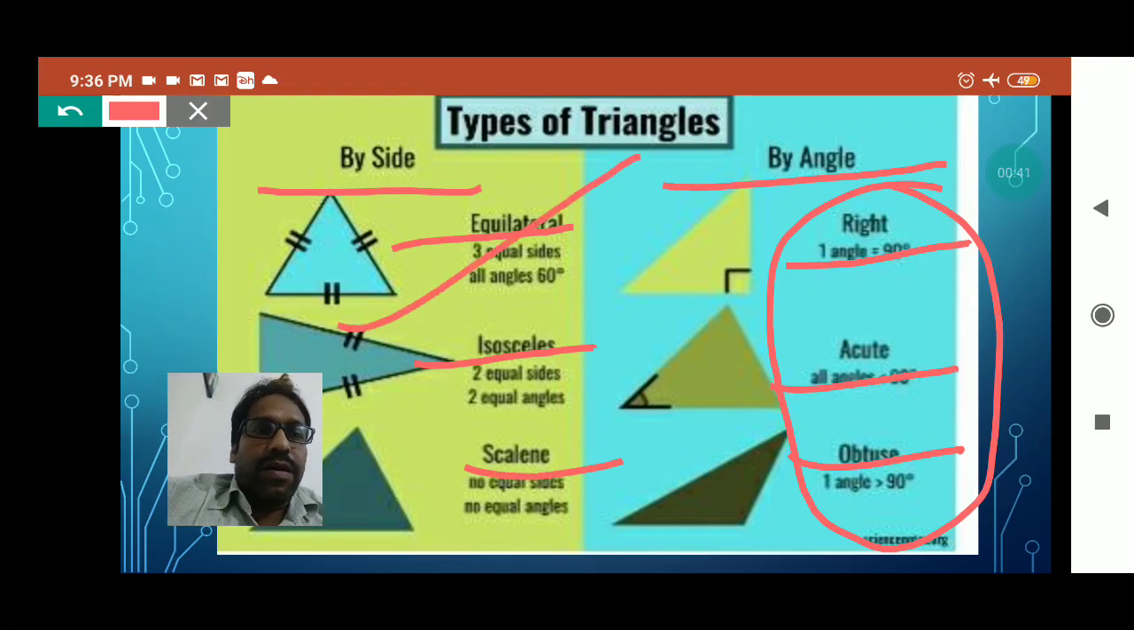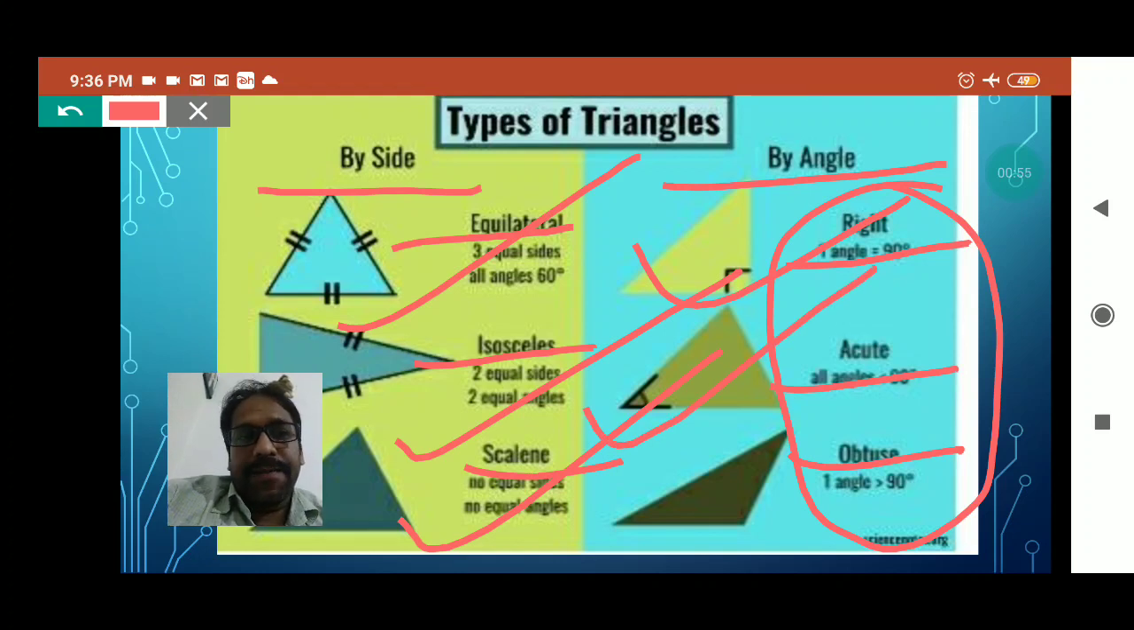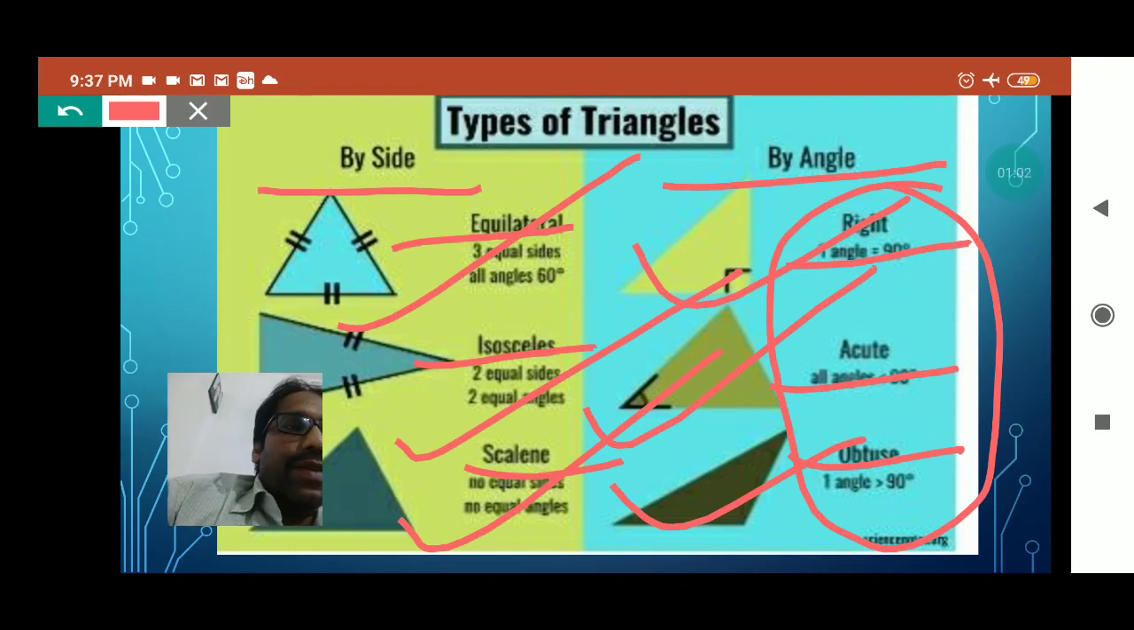Equilateral: all angles equal, all sides equal. Isosceles: 2 angles equal, 2 sides equal. Scalene: no equal angles, no equal sides. Then we have right: one angle is 90 degrees. Acute: all angles are less than 90 degrees. Obtuse: one angle is more than 90 degrees. So these are the types of triangles that we have read.